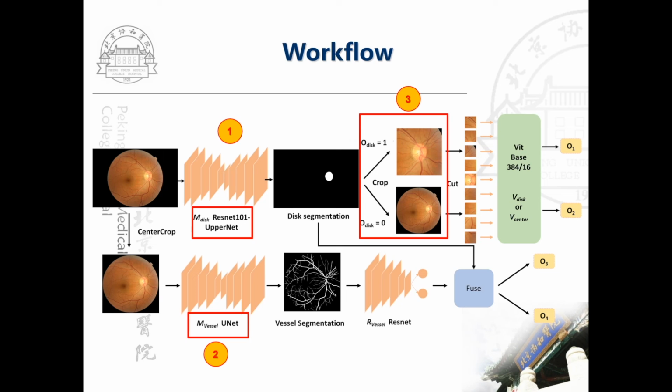The cropped images were cut into patches and run through the vision transformer model to give the final diagnosis. Two vision transformers were trained to deal with the whole image and the optic disc image, respectively. Finally, the segmentation of disc and vessel are used to distinguish poor quality images.